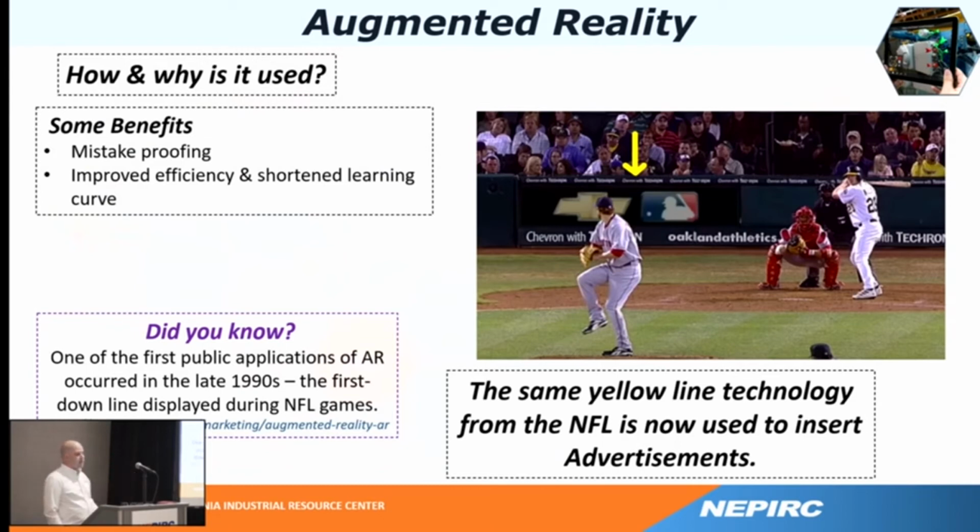They put a yellow line on the ground. That's augmented reality. It's not really there. So they tried it in hockey, but the hockey fans didn't like it. This example you have up here, right there, that Chevy and MLB ad is not there.